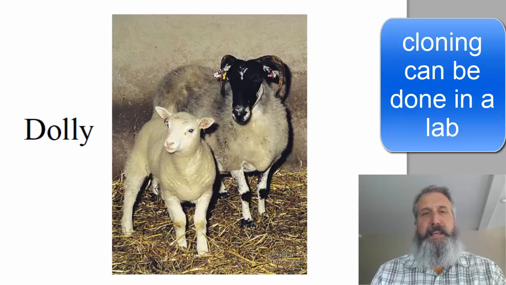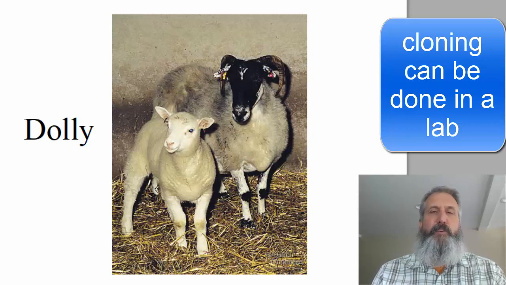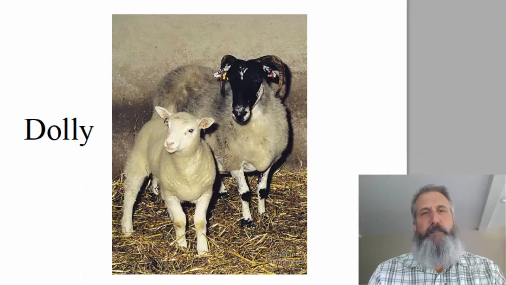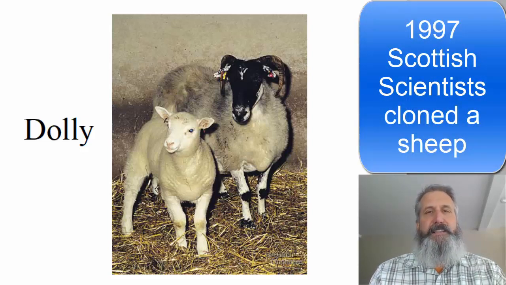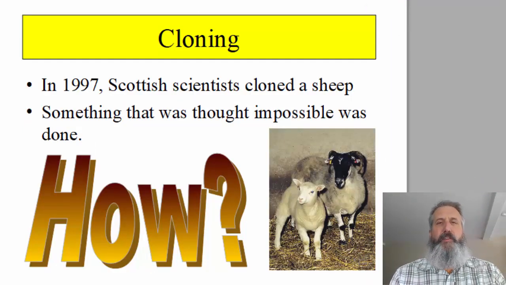Most people associate the concept of cloning with cloning in a laboratory, where you're taking a species that would normally not reproduce asexually and producing offspring that are genetically identical to one parent. Scientists thought that it would not be possible to clone complex multicellular organisms like mammals until in 1997, Scottish scientists successfully cloned a sheep. Something that was thought to be impossible was suddenly possible.